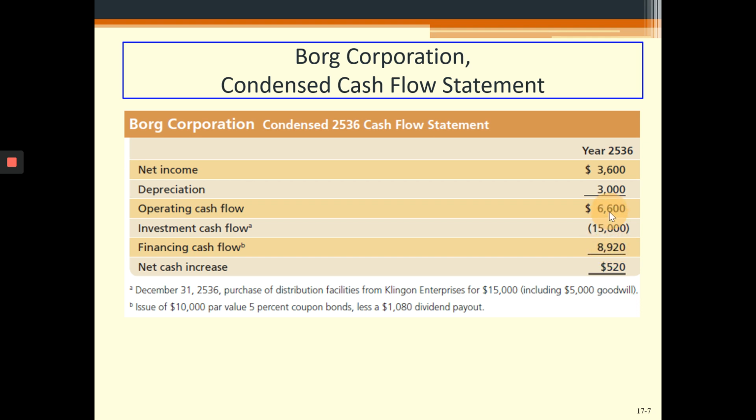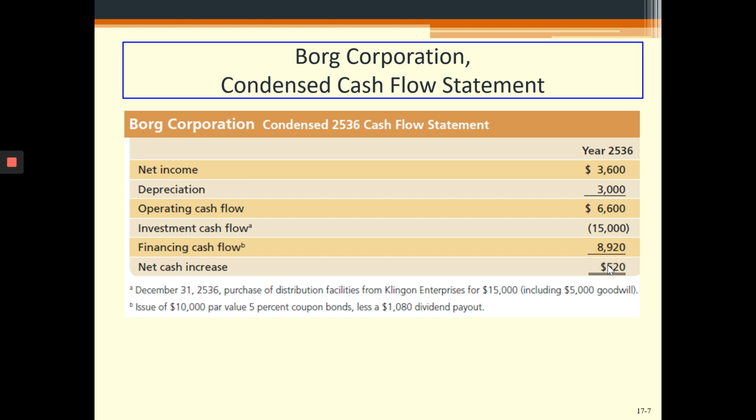If you add 6,600 and from this you subtract 15,000 and add 8,920, the net increase of the cash is 520. So this increase will be reflected in the balance sheet of the company.